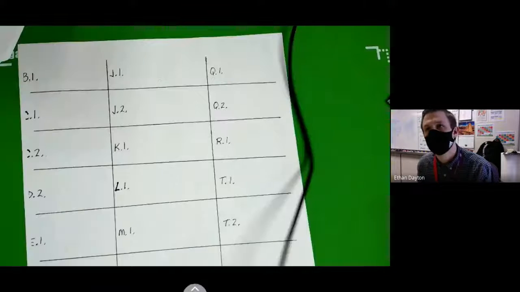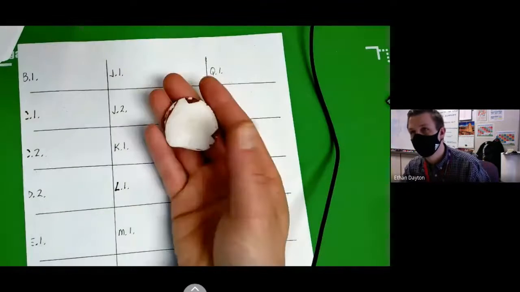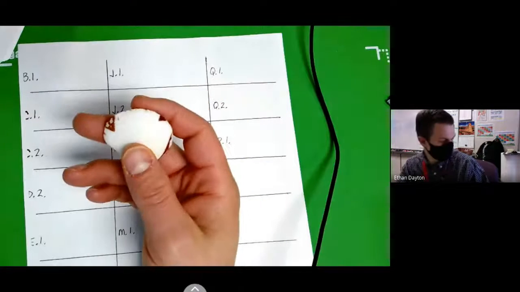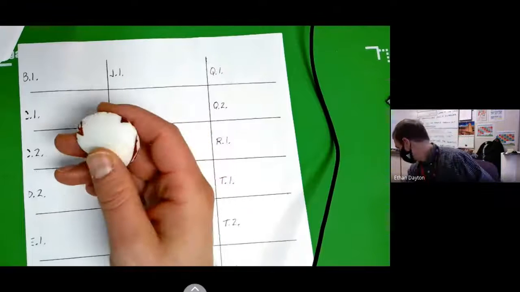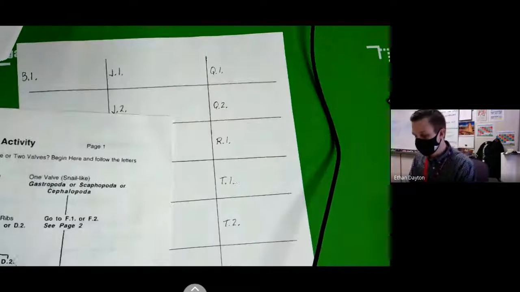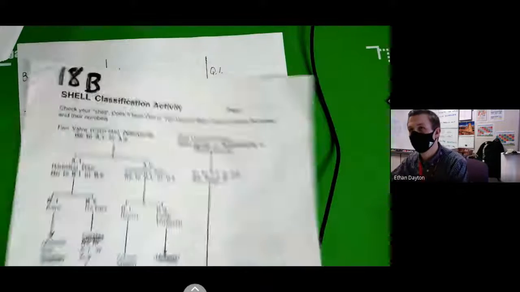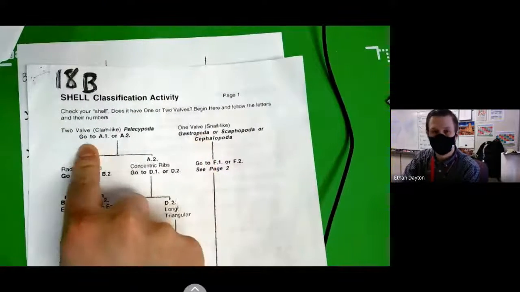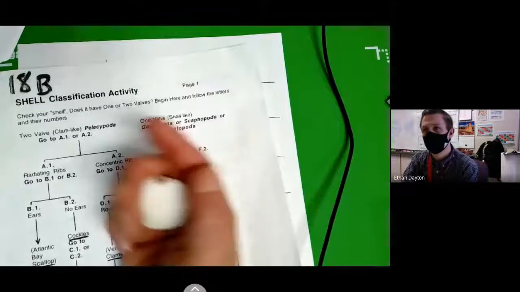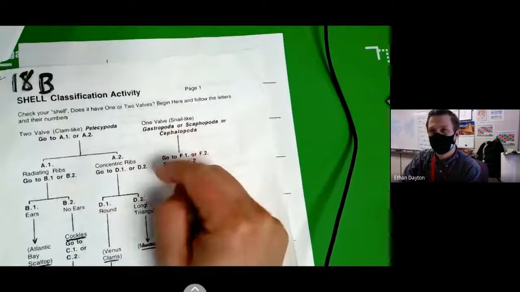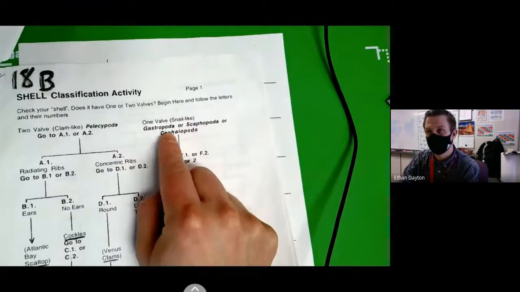All right, so the first shell we're looking at is right here, and we look at our dichotomous key. I had a copy of it. Yep, right here. You've got to start at the beginning, on page 1. Is this a 2-valve shell or a 1-valve shell? Remember, a 2-valve means it's clam-like, and it's a pelecypod. And 1-valve means it's snail-like. It's a gastropod or cephalopod, possibly.